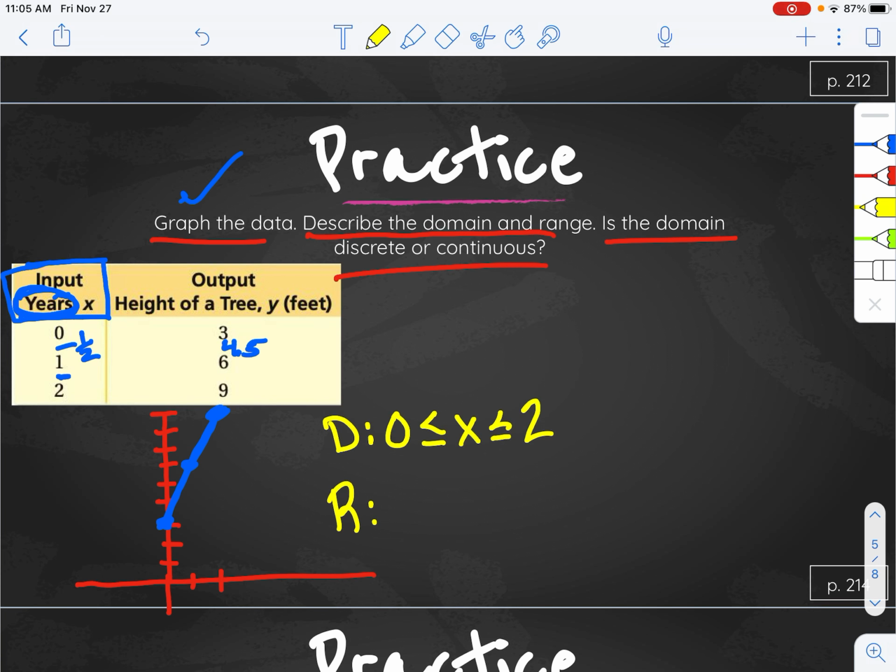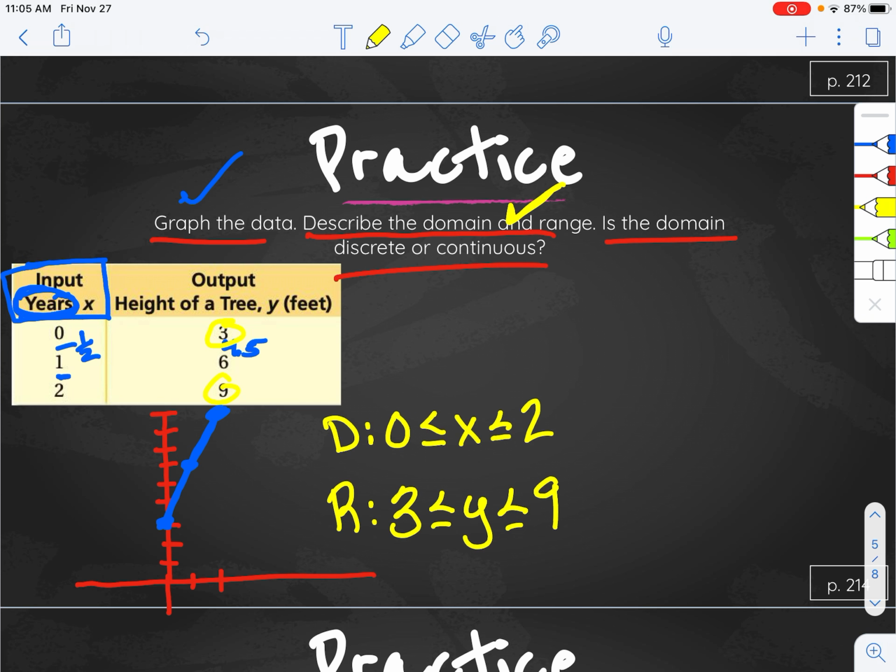We say the domain can go any number including 0, from 0 all the way up to the number 2. In the range, see, it starts at 3, ends at 9. So 3 is less than y, this time that is our y, is less than 9. So that is how we describe the domain and the range.